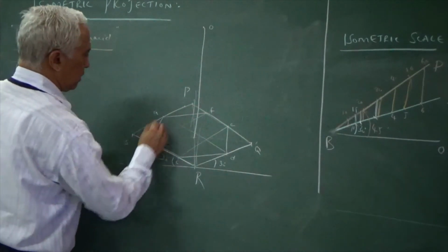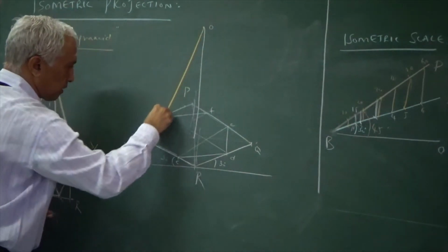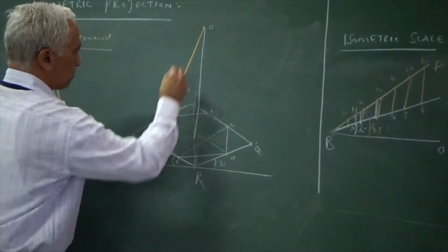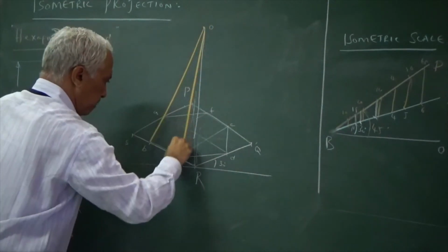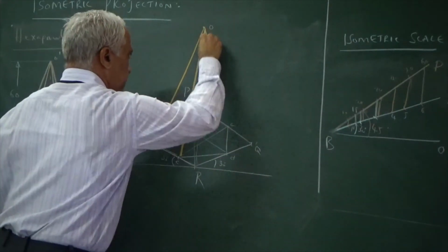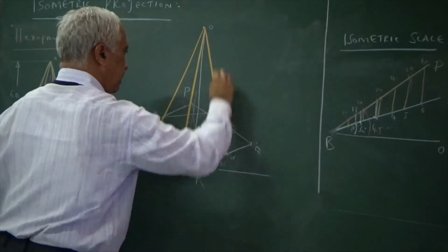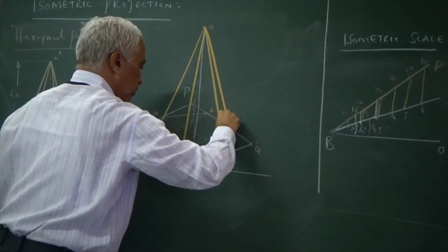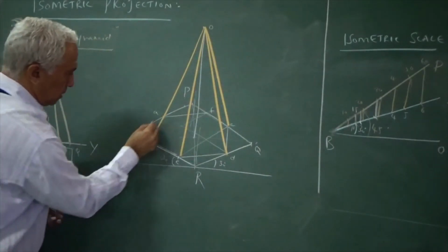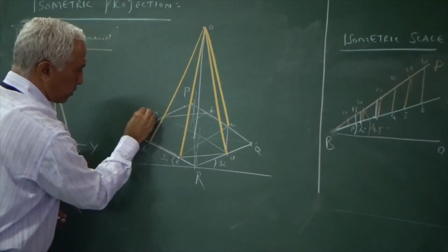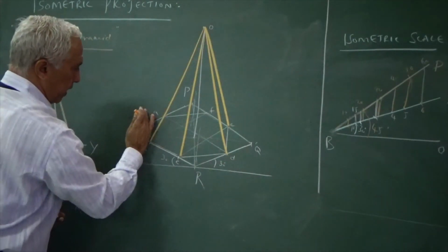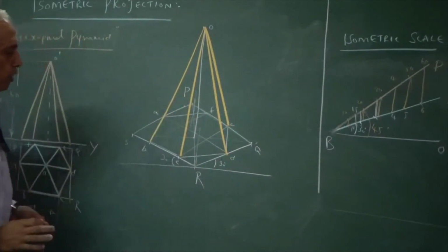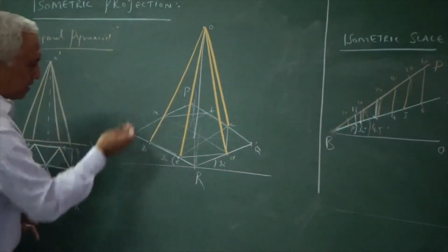So from here, join OB, OC, OD, OE. Now if A comes outside, join OA. If A comes inside, don't worry about OA. And if A coincides, leave it as it is.